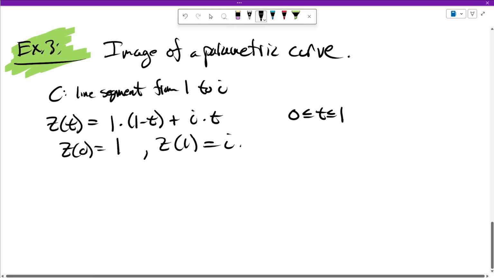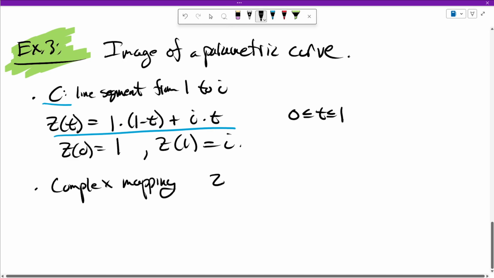Your book has the formulas for the parameterizations of line segments, rays, and circles, and they're all good to know. So that's the curve we're going to look at. This is our C, and here's its parameterization. Now the complex mapping for this example is the function which multiplies by i then conjugates. So w is i z bar.